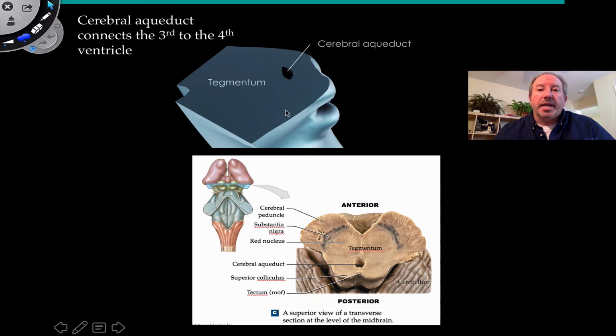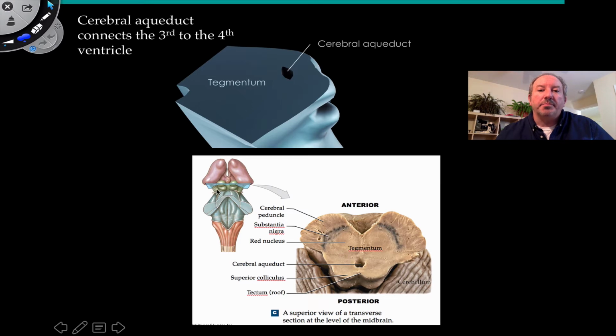Another look at the tegmentum. This is sort of a computer-generated image of it right here. Here's the anterior, here's posterior right here. And I just want to point out the cerebral aqueduct also connects the third and fourth ventricles together in the brain. And so this is what we're looking at too.